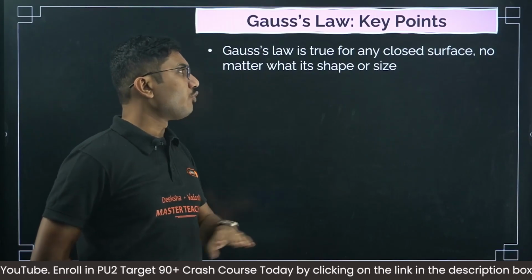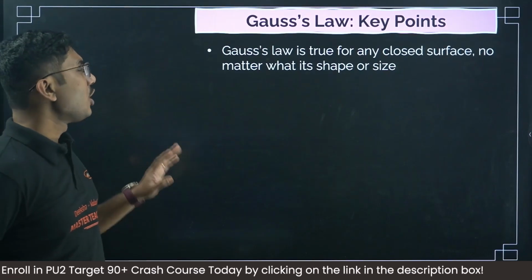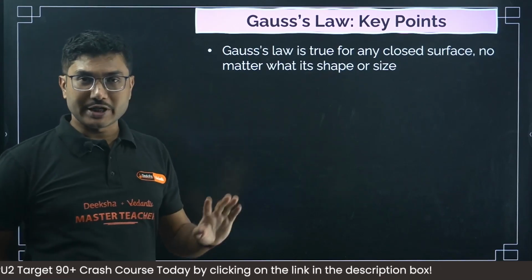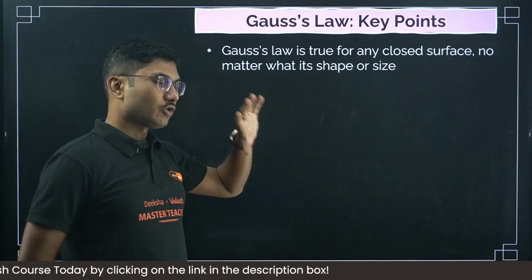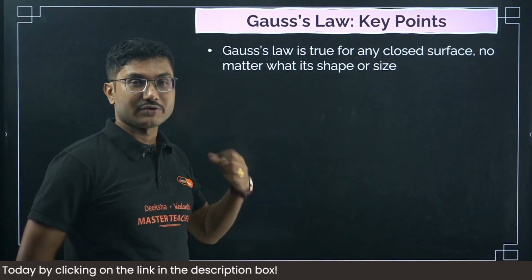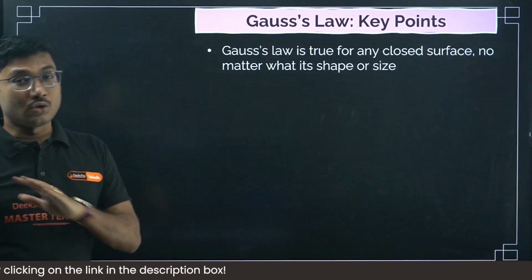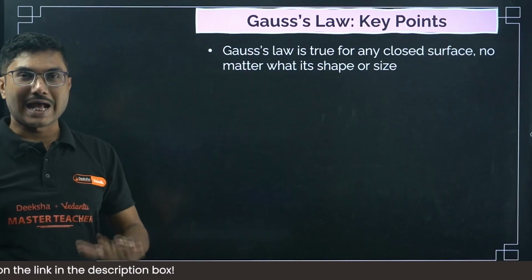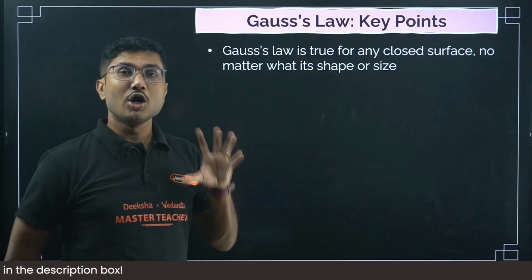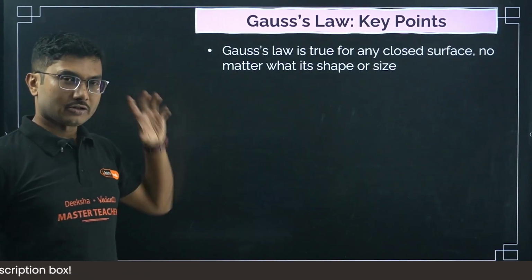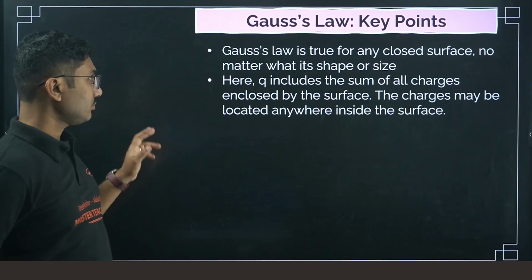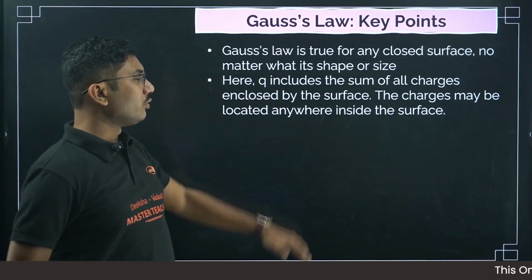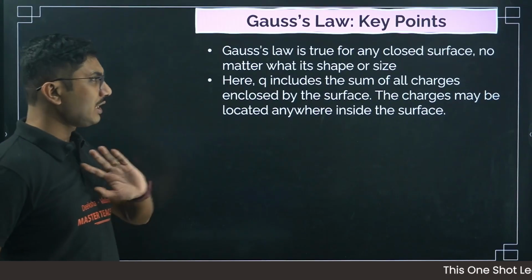Gauss's law is true for any closed surface, no matter whatever its shape and size. Based on this also we have seen questions: Gauss's law is valid only for spherical surfaces, only for square surfaces? No, it is valid for all surfaces as long as the surface is closed.